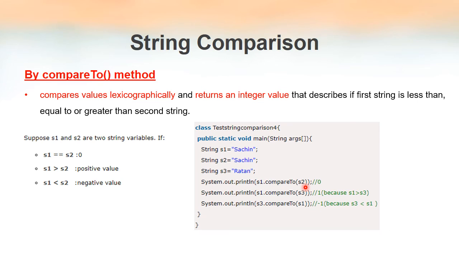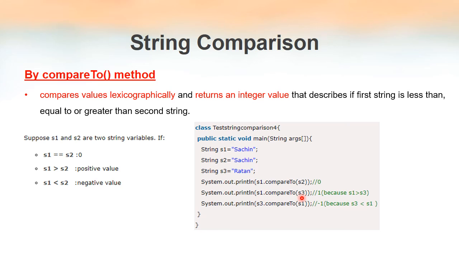If S1 is coming before S2 in the English dictionary, we will be getting -1 or a negative value. If S1 is coming after S2 in the dictionary, that means S1 is greater than S2. In that case, we will be getting a positive value. But in this example, both S1 and S2 are the same. So when we use S1.compareTo(S2), we will get the output 0 because S1 is equal to S2. Now see, we are comparing S1 and S3.